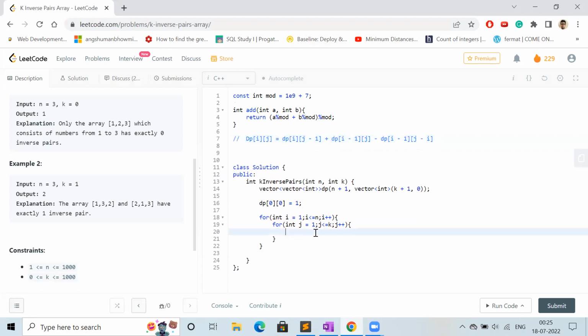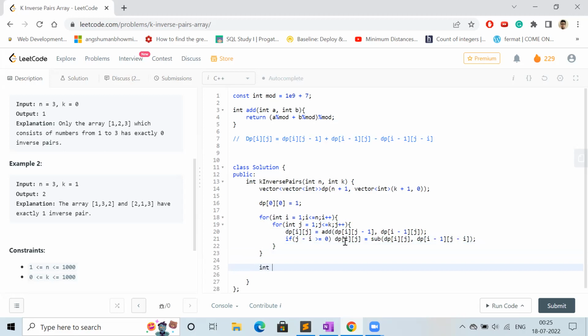So we can see here dp i j will be the addition of dp i, j minus 1 and dp i minus 1, j, and if j minus i is greater than or equal to 0, because we don't want to give a negative index to an array, then dp i, j equals the subtraction of dp i, j itself and dp i minus 1, j minus i. And finally, we need to return dp n comma k.